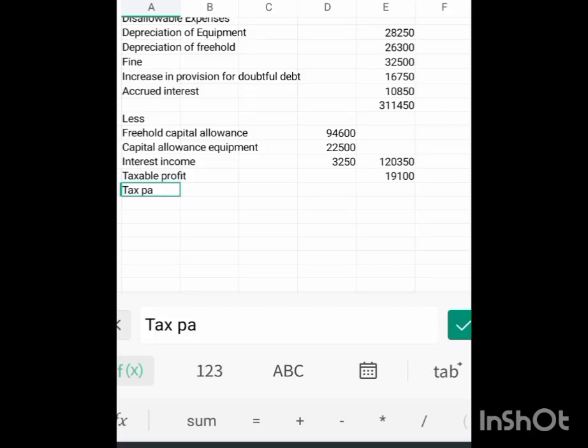So tax payable, rather. Tax payable, which is 30%. So we can come to this side and say that 30%. This is our taxable profit. Tax payable. So don't forget, this is 2022 November question.